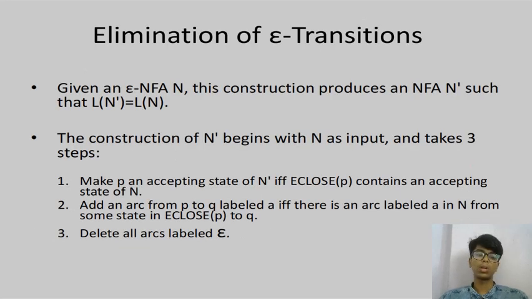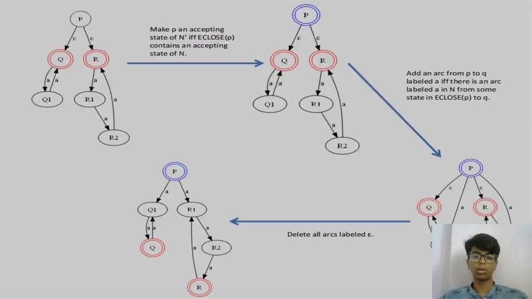So given an epsilon NFA N, this construction produces an NFA N' such that L of N' equals L of N. The construction of N' begins with N as input and takes 3 steps. Make P an accepting state of N' if E-close of P contains an accepting state of N. Add an arc from P to Q labeled A if there is an arc labeled A in N from some state in epsilon closure of P to Q. Delete all arcs labeled epsilon.